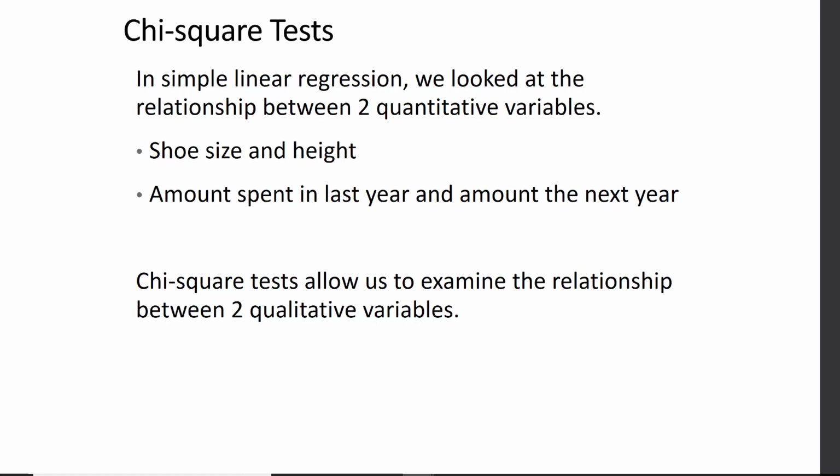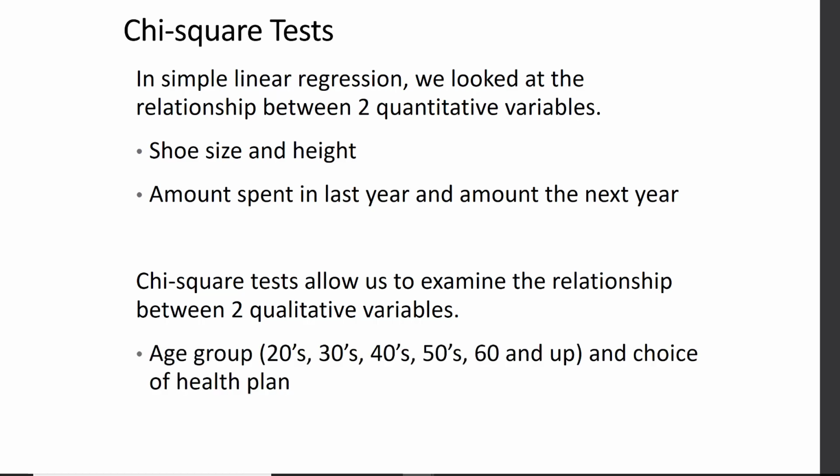A chi-square test is going to allow us to examine the relationship between two qualitative variables. Maybe age group, if you group ages into the 20s, 30s, 40s, 50s, 60 and up, for instance, and then choice of a health plan, or ad design and intent to purchase.